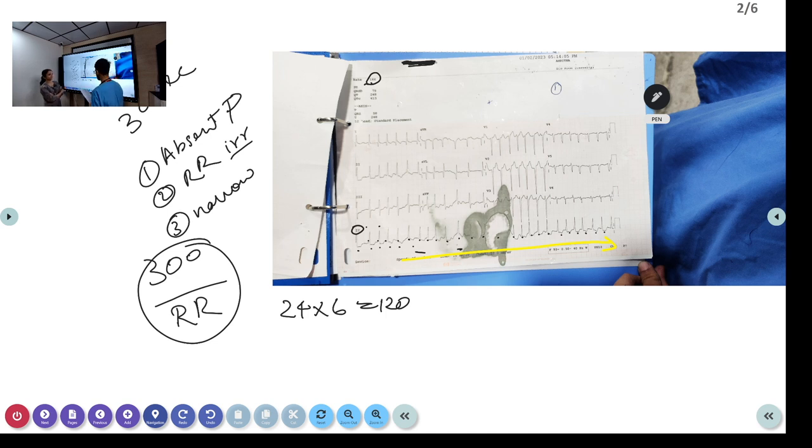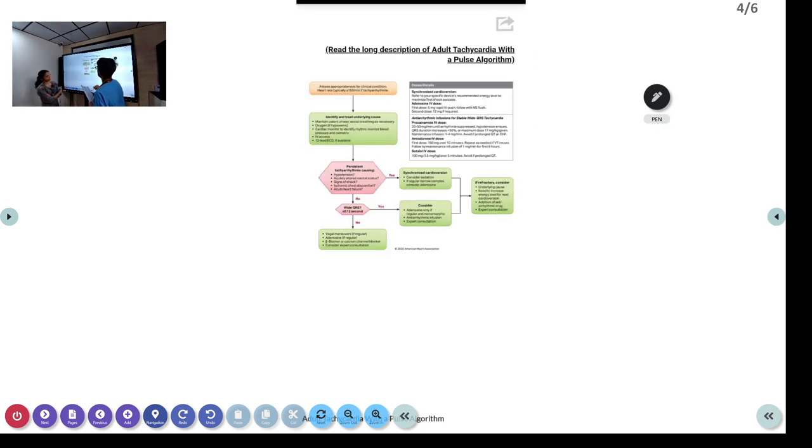narrow complex tachyarrhythmia. We went with the ACLS algorithm of adult tachycardia. As this patient is having tachycardia, we checked for the signs of whether he's having any hypotension or altered mental status. Before that, we need to identify and treat the underlying cause. So first we do airway, breathing, circulation, then an IV cannula, and a 12 lead ECG, which we have taken.